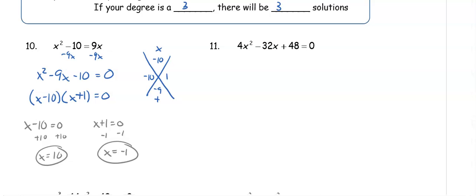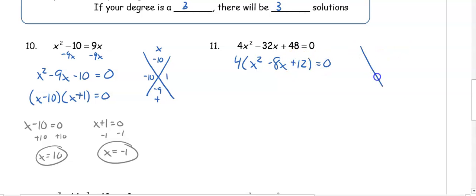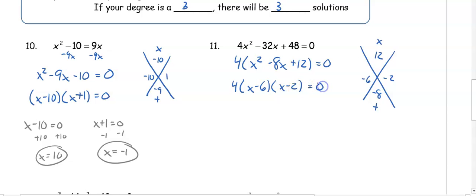In number 11, it is not an x squared, it's a 4x squared, so we need to factor out a GCF first of 4. That leaves us with x squared minus 8x plus 12 is equal to 0. So now we need two numbers that multiply to 12 and add to negative 8. So those numbers are negative 6 and negative 2. So we would have 4 times x minus 6 times x minus 2 equals 0. So anywhere we have an x, we set it equals 0. So x minus 6 equals 0 and x minus 2 equals 0. Add 6 to both sides and x equals 6. Add 2 to both sides and x equals 2.